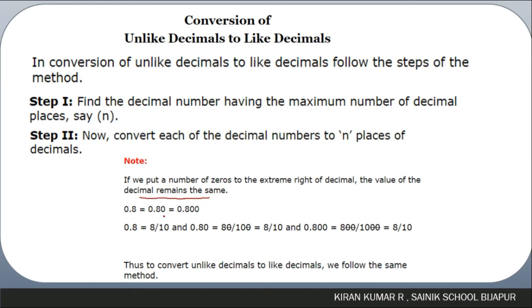0.8 is the same as 0.80, which is the same as 0.800. In other words, 0.8 is 8 by 10. It is the same as 80 by 100. It is also the same as 800 by 1000. When we convert and simplify, we get 8 by 10 itself. Thus, to convert unlike decimals to like decimals, we follow this method.